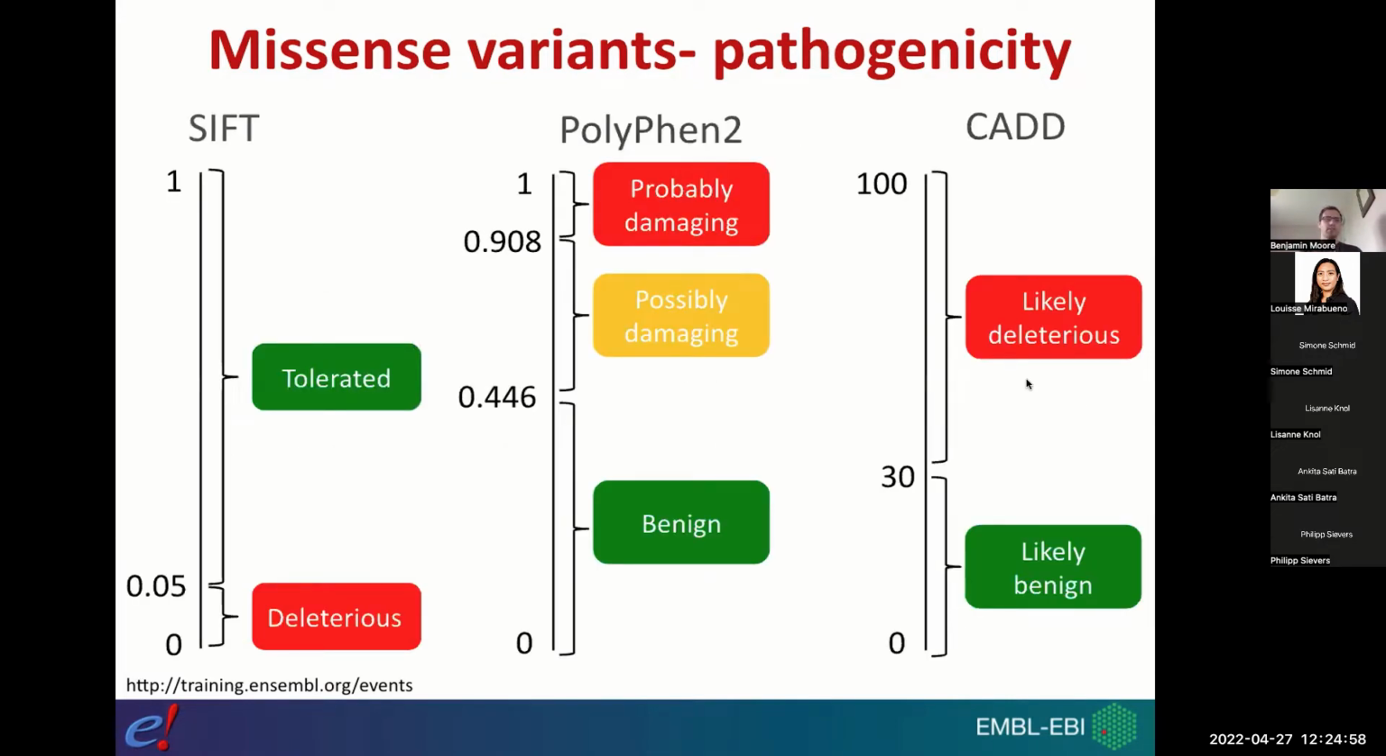These are some of the different pathogenicity predictions that we have in Ensembl. We have SIFT, which works on a scale of 0 to 1. When SIFT assigns a variant a score of 0, it means that it's predicted to be deleterious, whereas 1 is more tolerated. Then we have PolyPhen, which is the inverse. That also works on a scale of 0 to 1, but 0 is more benign and 1 is predicted to be more damaging. Then we have CADD, which works on a scale of 0 to 100. Again, 0 is more benign, with 100 being more deleterious.